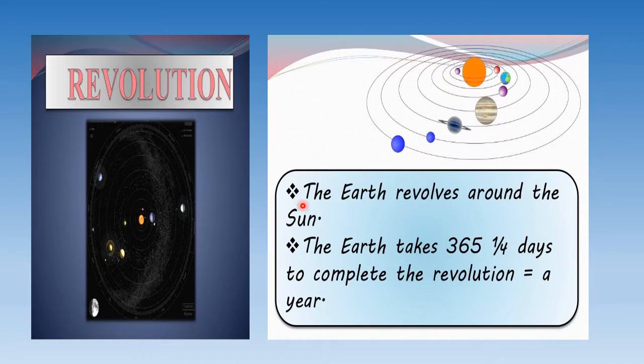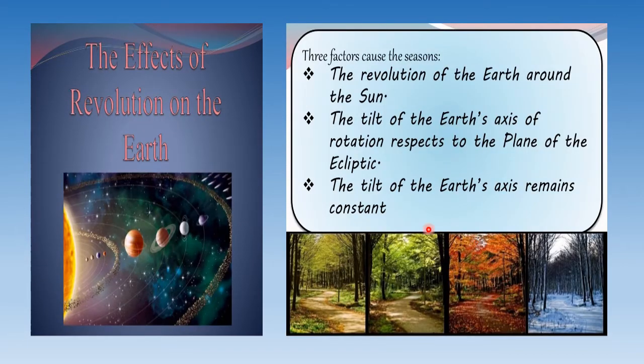Now coming to revolution, how much time does our earth take? The earth revolves around the sun, and it takes around 365 and 1/4 days to complete one revolution, and this 1/4 is actually the 6 hours which we just calculated for the month of February. 1/4 means the fourth part of 24 hours, which will be 6 hours only.